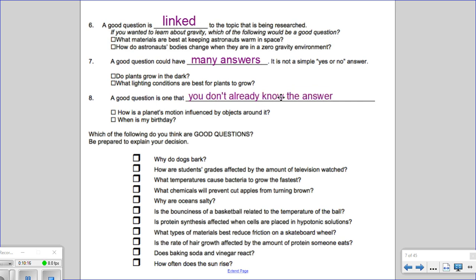A good question is one that you don't already know the answer to. So how is a planet's motion influenced by objects around it versus when is my birthday? Ideally, you know when your birthday is, but you probably may not know how planets' motions are influenced by objects around it.